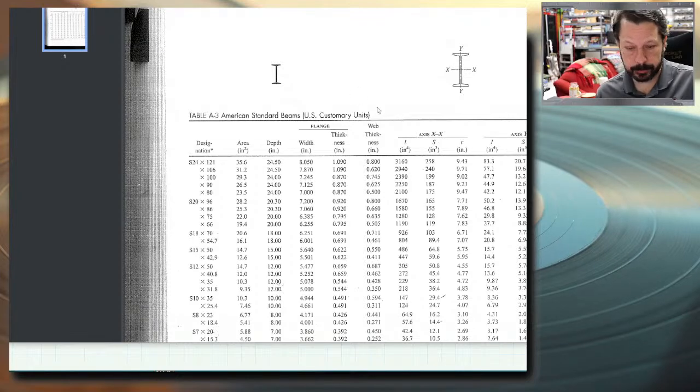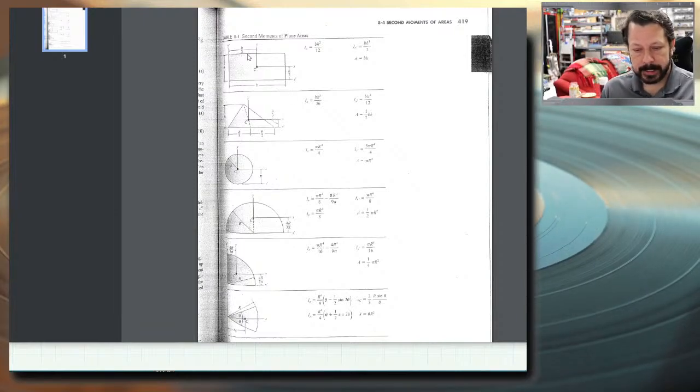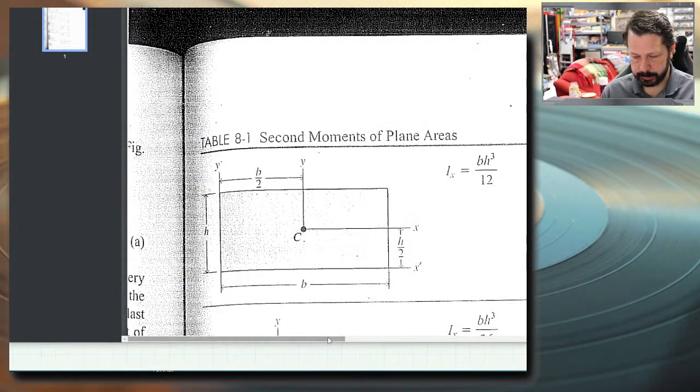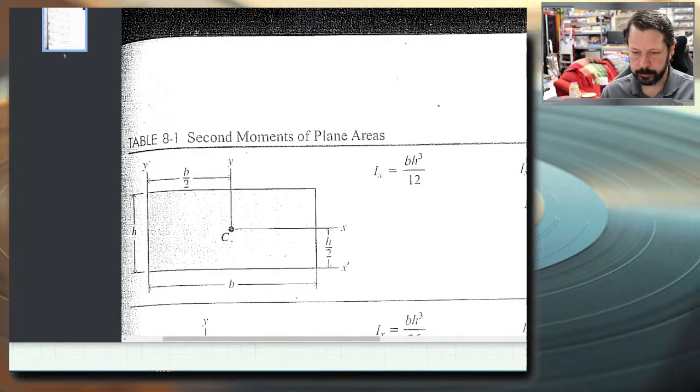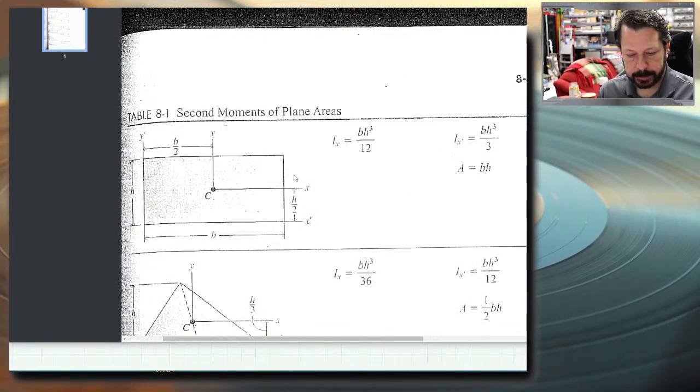Well, no, not those charts. We have these charts where we can just look up the moment of inertia, or this chart, this single one, that gives us various shapes. We only need the rectangle for now, so I'm going to zoom in on it. Maybe that's a bit much. Zoom out a little bit. Okay. So we've got a rectangle. We've got all this stuff on it.